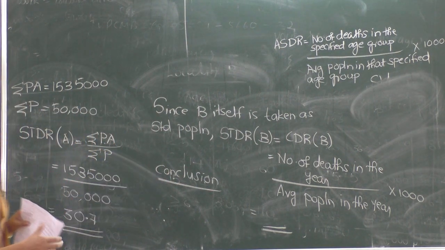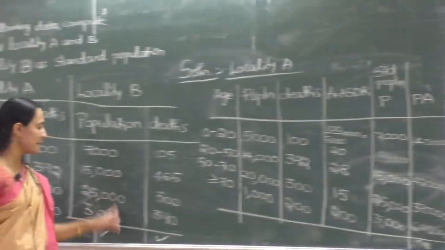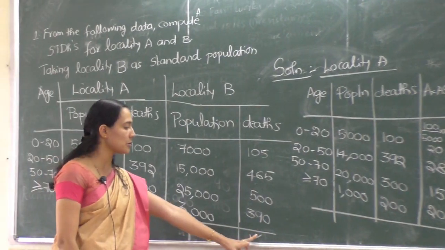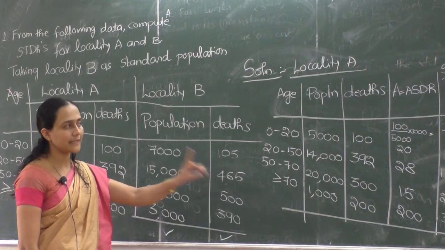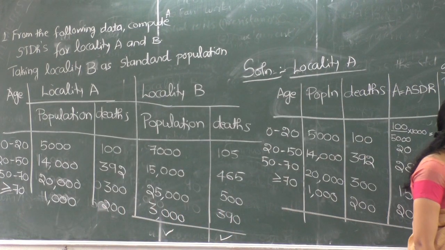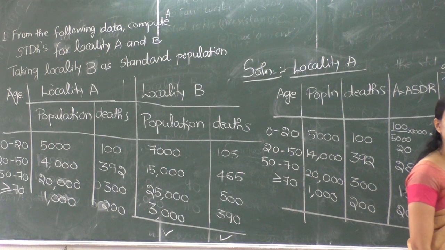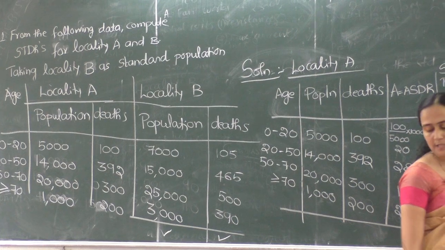This is the second type of problem. Second, you have to do yourself: compute this one, 105, and similarly compute this one also. This total divided by this total into 1000. You will get one answer there. So first is 30.7, and compute this one also. Which one is less? That we are considering as the more healthier population.